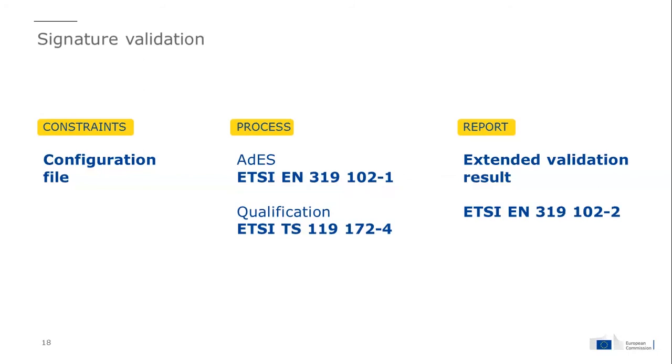Close to these, as you will see in the demo, the result of a validation is a validation result, of course. There is no standard so far. Again, one standard is planned for this year. This is 319 102 part 2. This standard is still a draft, which will be issued by ETSI early this next year, and the finalized version should be issued in August again.